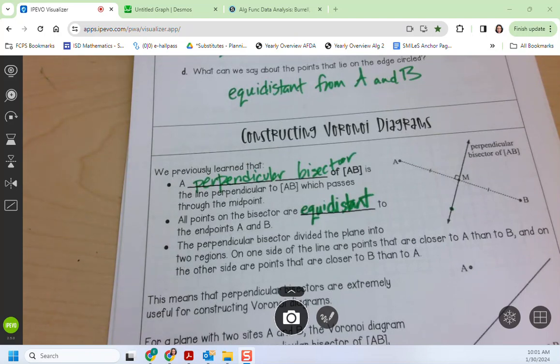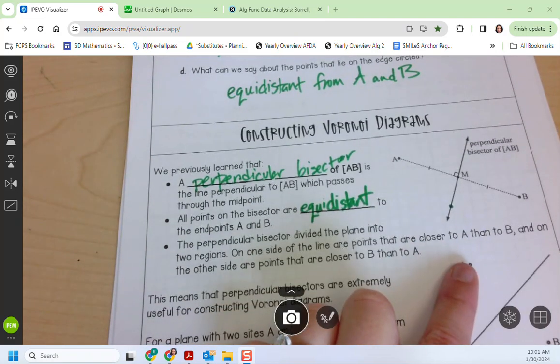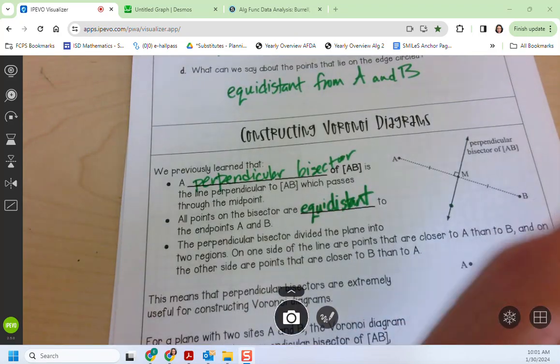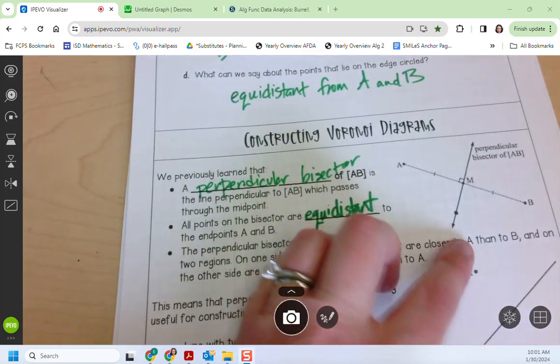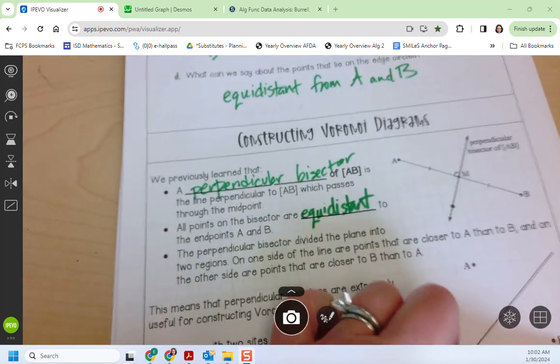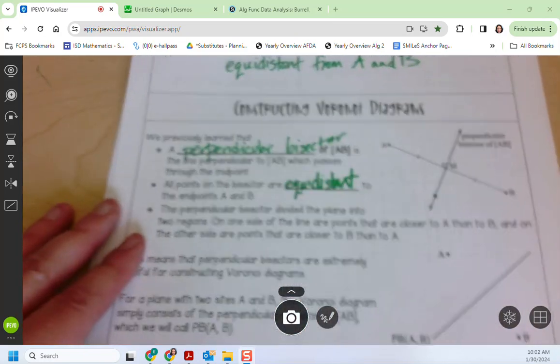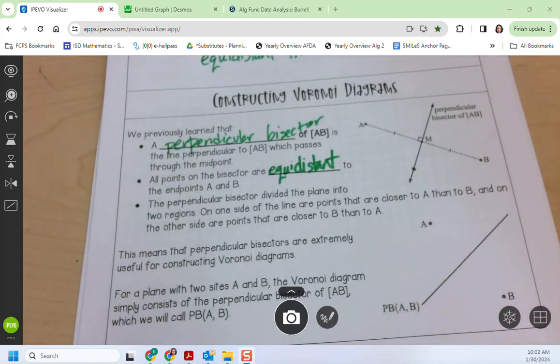Okay. For a plane that consists of two sites A and B, the Voronoi diagram simply consists of the perpendicular bisector of AB. So even if AB is not drawn, you could draw it and then create its perpendicular bisector. And that is much easier to do on a plane, like a coordinate plane. So you'll notice most of our problems happen on a coordinate plane.